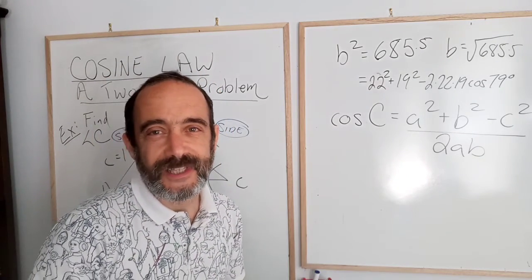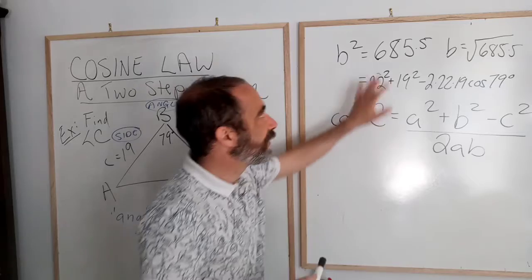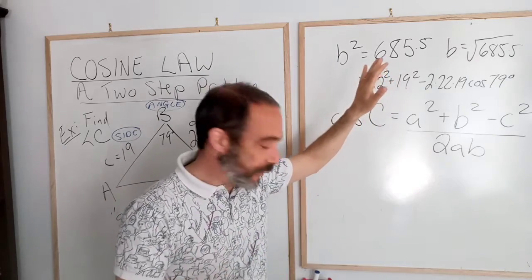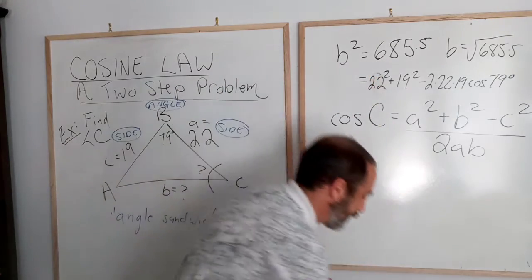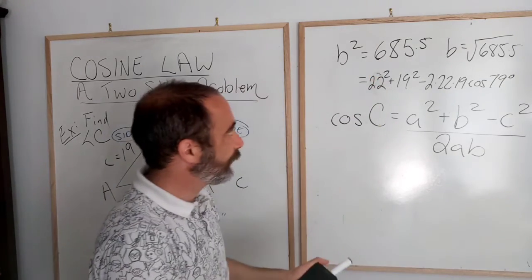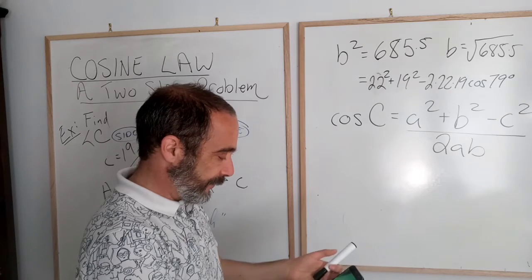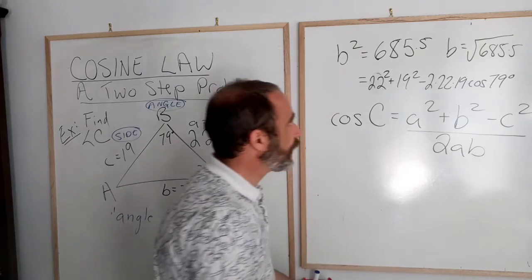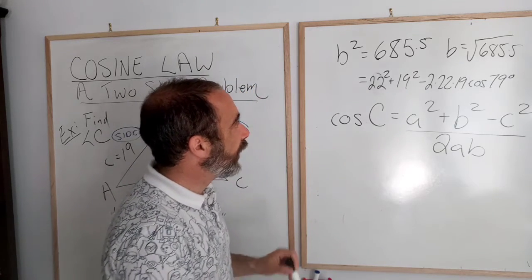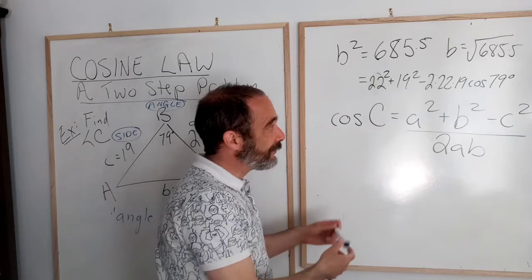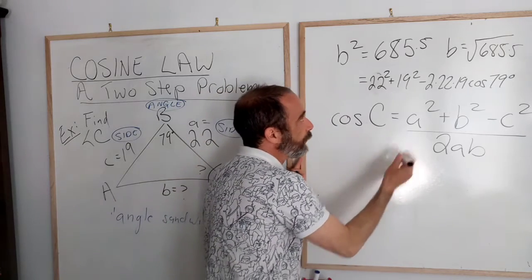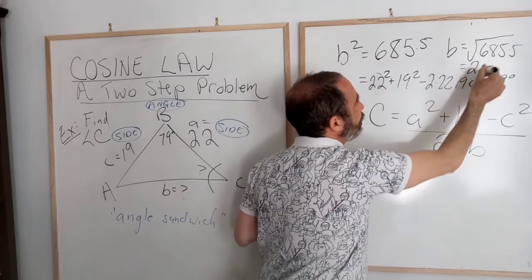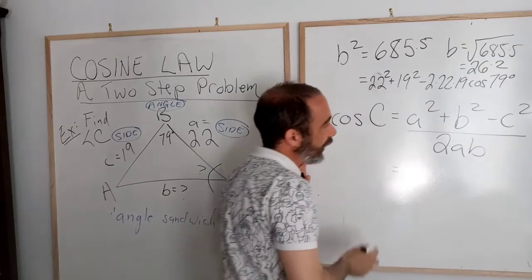We've finished that calculation, and we ended up with 685 and a half, and that of course is b squared. So we need to square root that to get b. 26.2, right? So 26.2 is the answer for B. I'm just going to put it right in here, so we don't forget again.